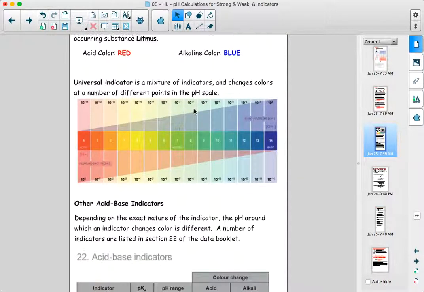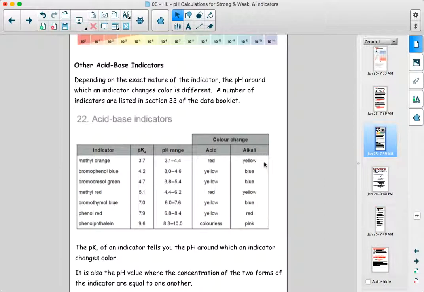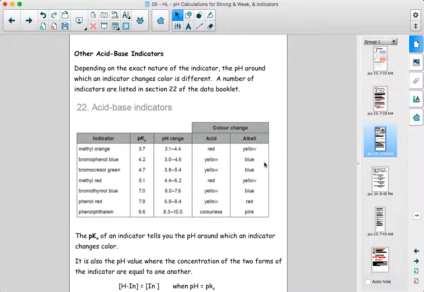Universal indicator is another indicator you should know a little bit about. It transitions through a variety of colors because actually it's a mixture of indicators. But again, the classic acid color is red. Classic basic color is a dark blue or a kind of a purple. And it fades through orange, yellow, green, and then kind of teal into blue as we go through the pH scale. Other acid-base indicators are listed in section 22 of the data booklet.